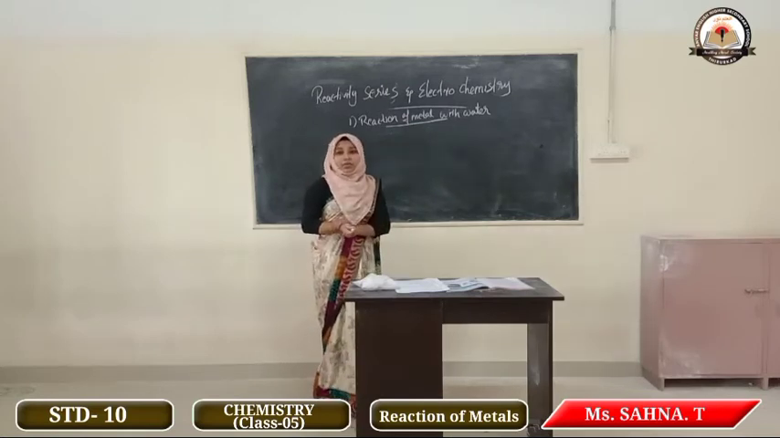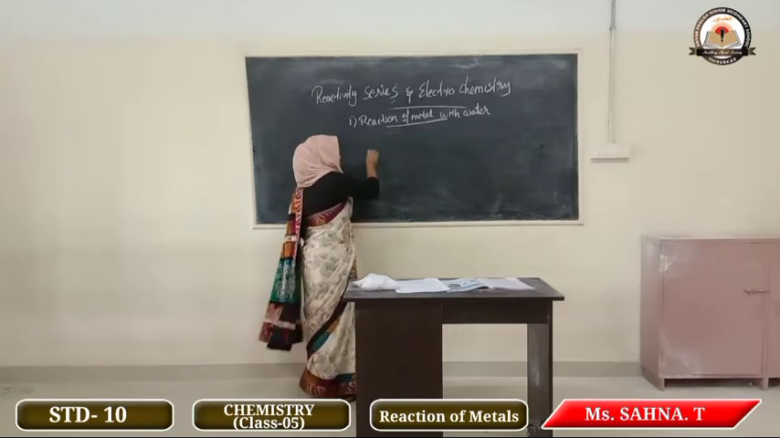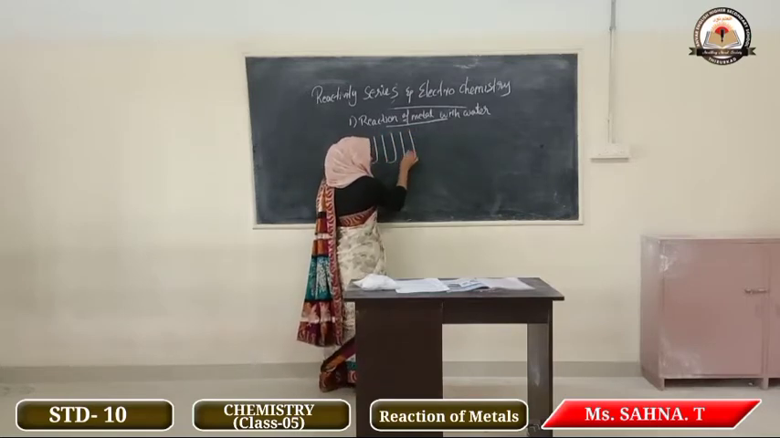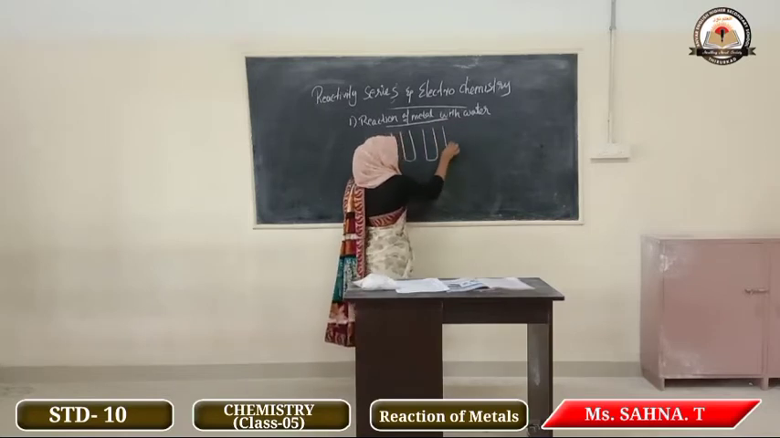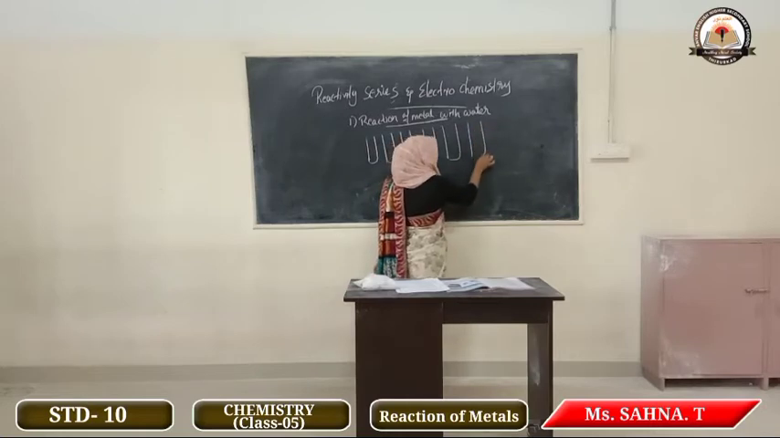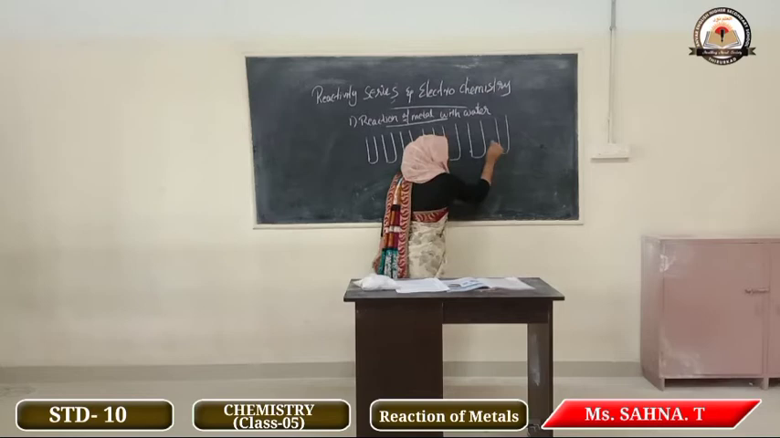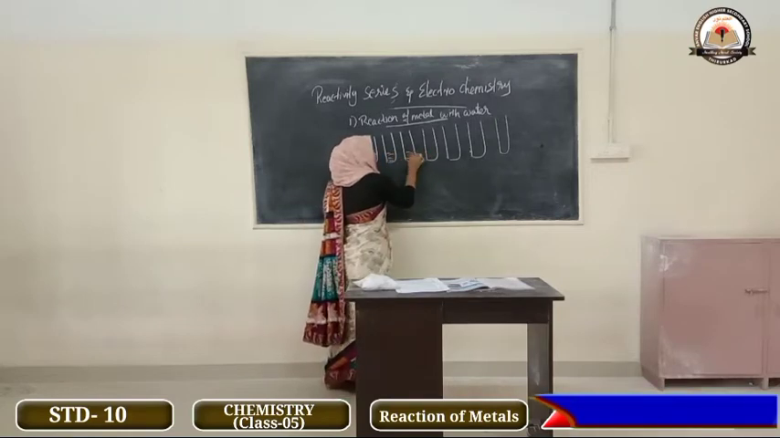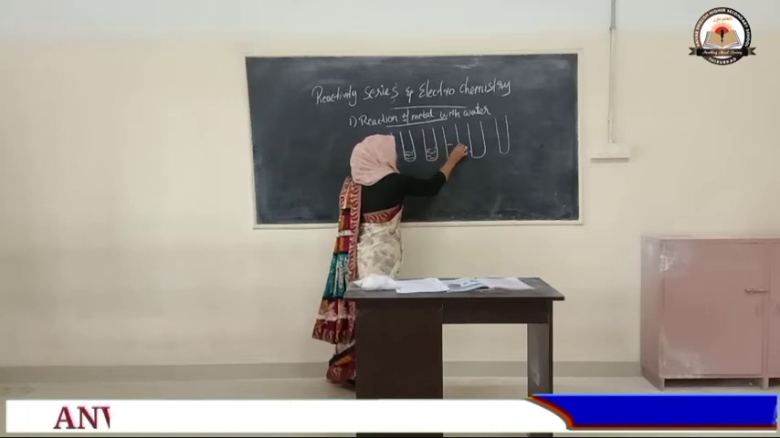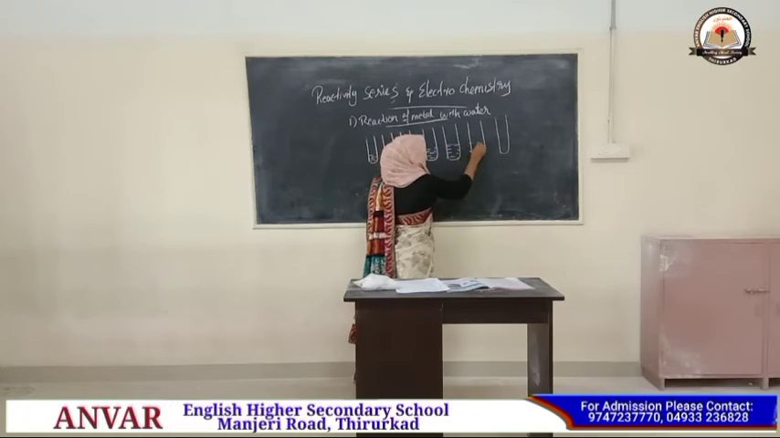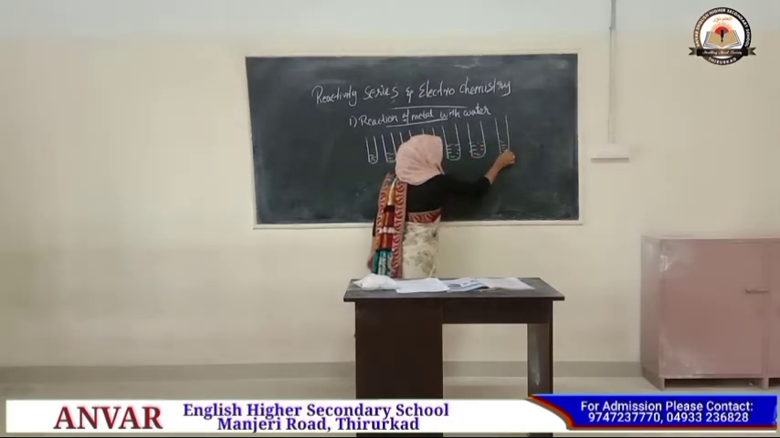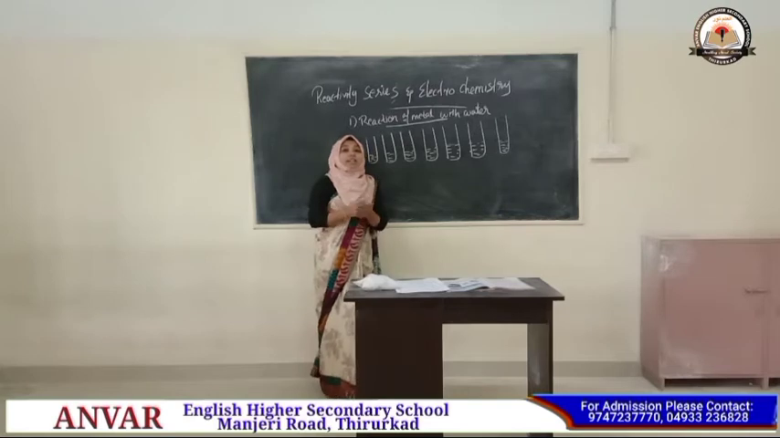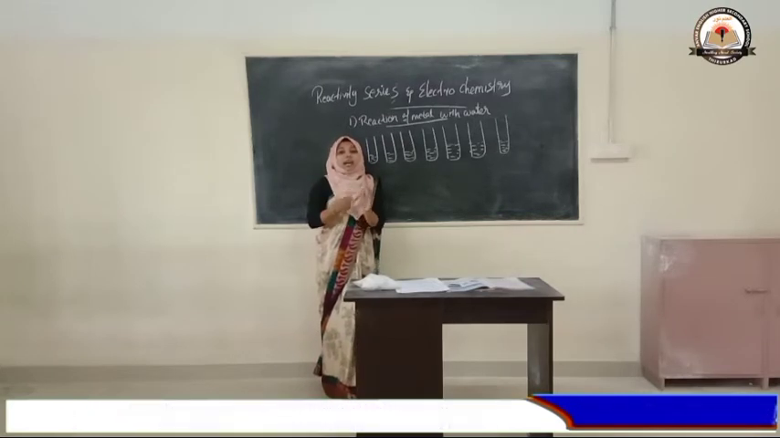First we are doing an experiment. For that we take 7 test tubes having an equal quantity of water and add 7 pieces of different metals of the same size.